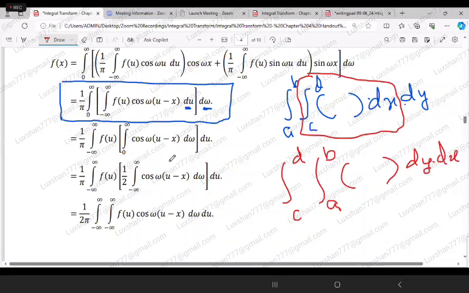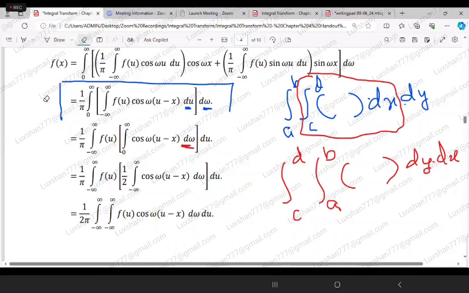Similarly, we are doing the same here. We are changing the order of integration. Once you change the order of integration, look at here, this integration is with respect to omega. Therefore, I can take u out. So then I am writing it this way.